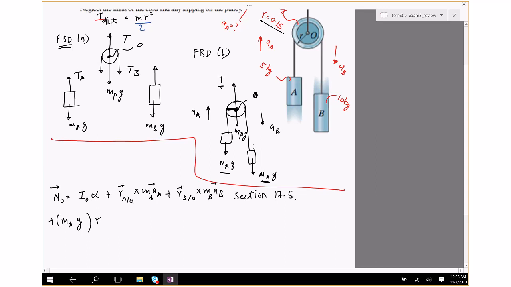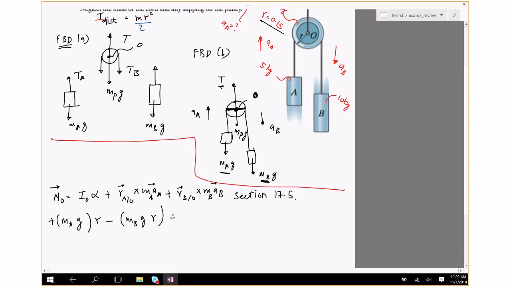And then due to m_B g, it is going to be mass times gravity times, again, the moment arm, which is R. And again, hold the pulley at O. The force B is to the right, so it will cause a clockwise torque or moment. So I'll put a negative sign. So that's all which is there in the left side because two forces didn't contribute to the moment.